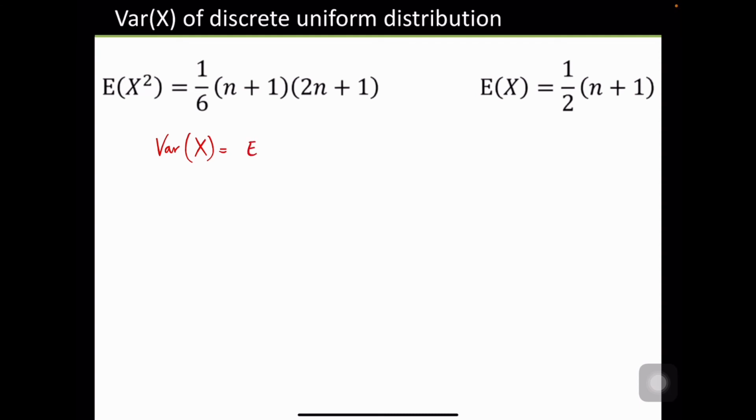The variance is E of x squared, take away E of x all squared. So we proved this on the previous slide. So 1 over 6 n plus 1, 2n plus 1, take away this squared, so I'm going to have 1 over 4 n plus 1 squared.